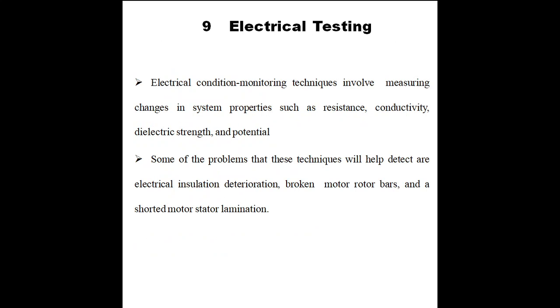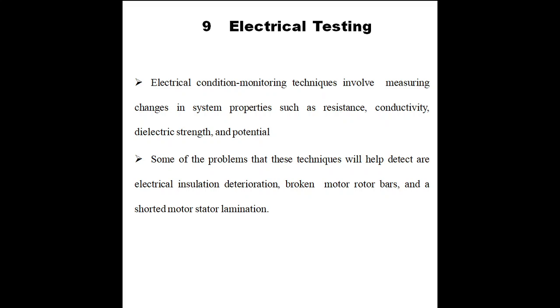The last one is electrical testing, and electrical testing is very important because it measures the changes in system properties such as resistance, conductivity, strength, and potential. So if you check an electrical panel, or a complete electrical network, and you check the values of resistance, conductivity, and potential, you can check whether all the properties are within control or not.